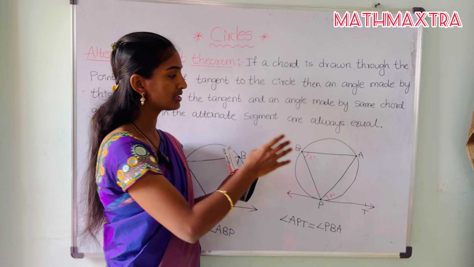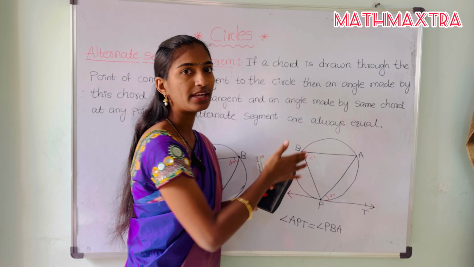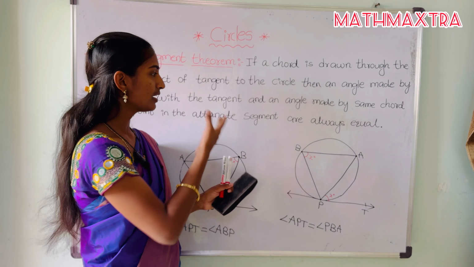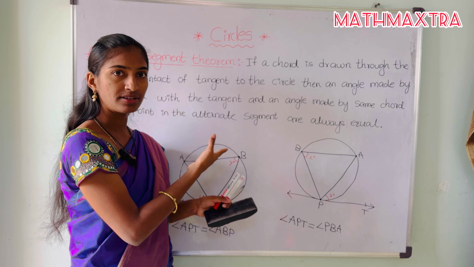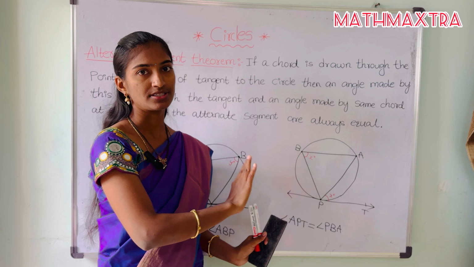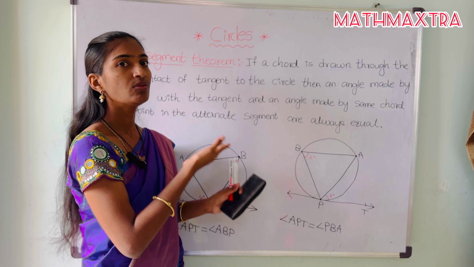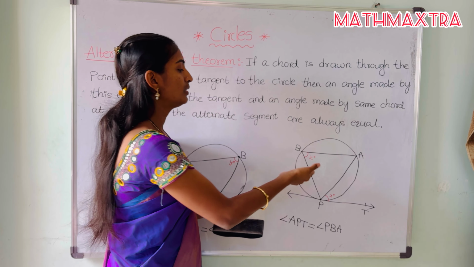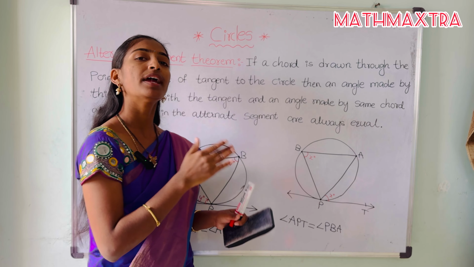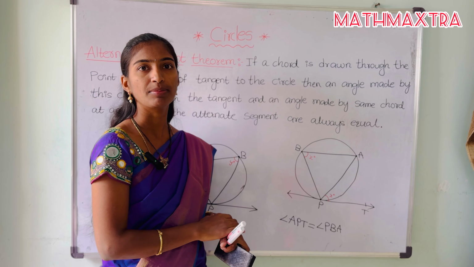If the angles made by the same chord in the other segment and with the line are equal, then the line will become a tangent to the circle. Means in the first alternate segment theorem, it is given that the line is a tangent to the circle. But in the converse, we conclude that if the angles are equal, then the given line will become a tangent to the circle. Okay, this is the converse of the alternate segment theorem.